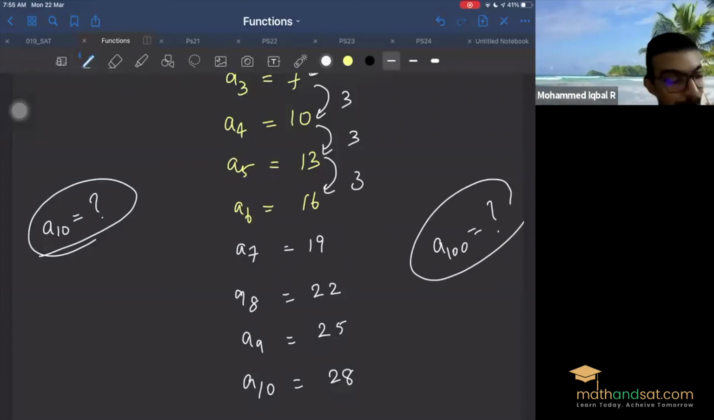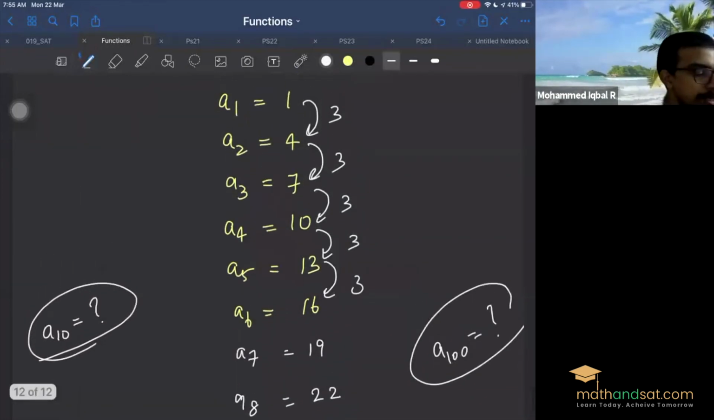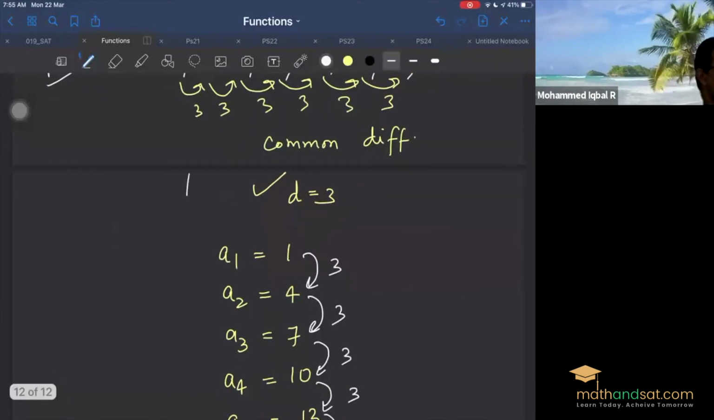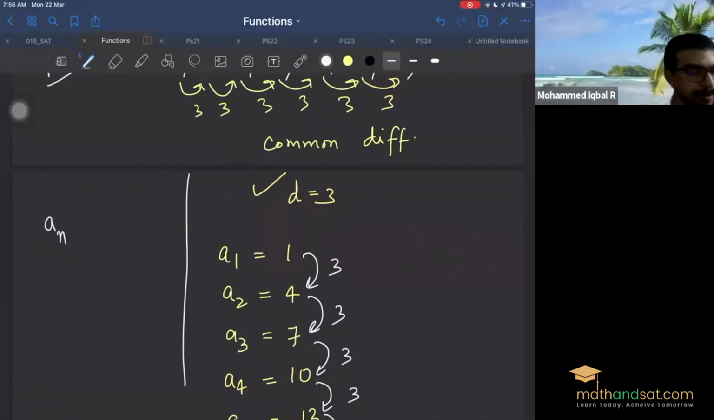So here we are going to find an expression for any term. Not only the 100th term, you can find any term from this pattern. So there is a pattern. From this pattern, we are going to find the expression for any term. Okay, so how can you do that? Let's say we need to find a general term, the nth term.